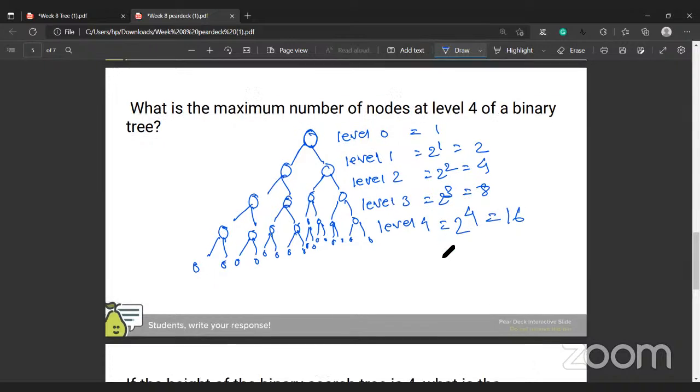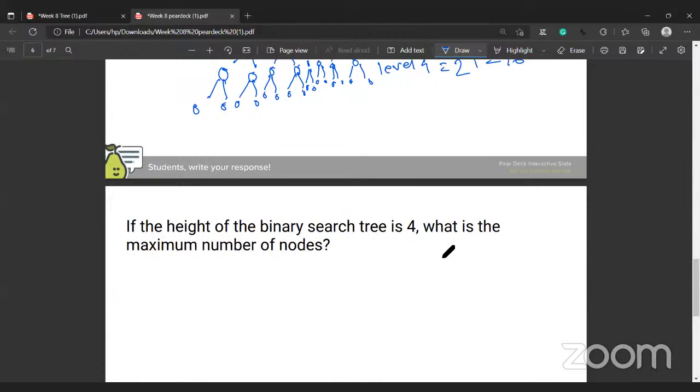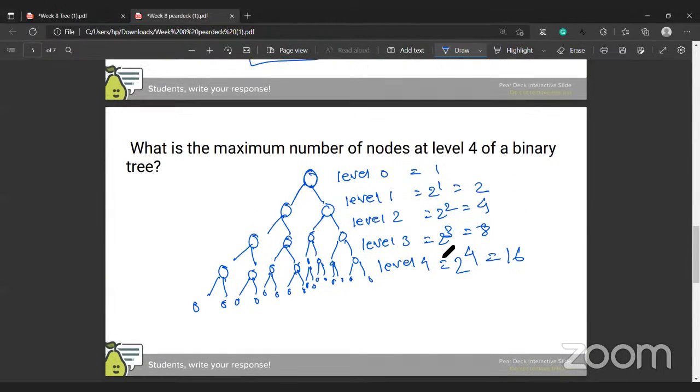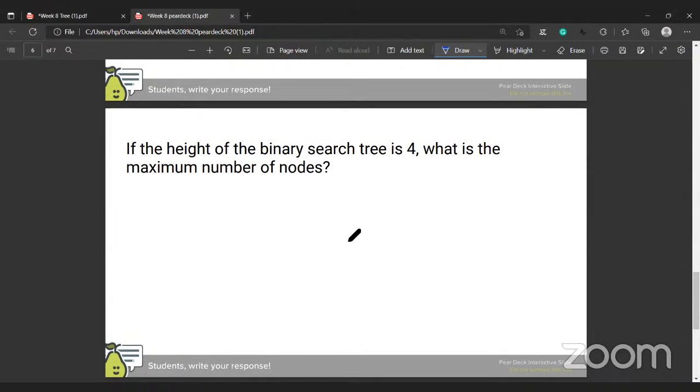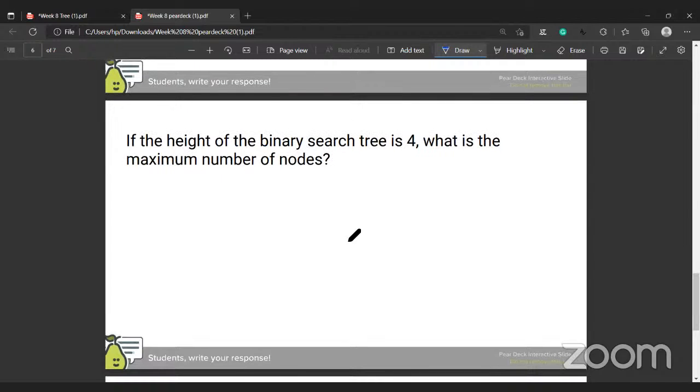Okay, so we'll move to the next question. If you have any doubt, we can ask. Okay, so we'll move to the next question. If the height of the binary search tree is 4, then what is the maximum number of nodes? We can answer in the chat box.